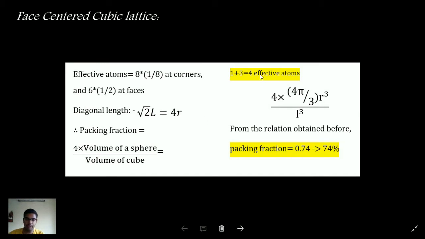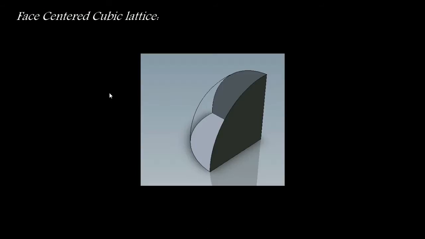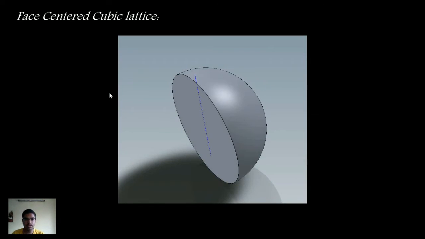Now there are 4 effective atoms in total for an FCC lattice. This is due to 8 atoms in the corners and 6 atoms at the faces. Each corner atom provides only 1/8 of an atom, while every atom at the center of a face provides half of an atom. This is 1/8 of an atom, while this is 1/2 of an atom.